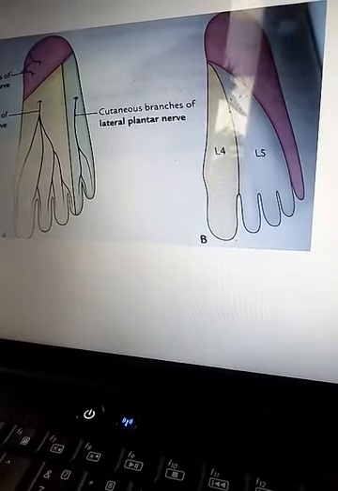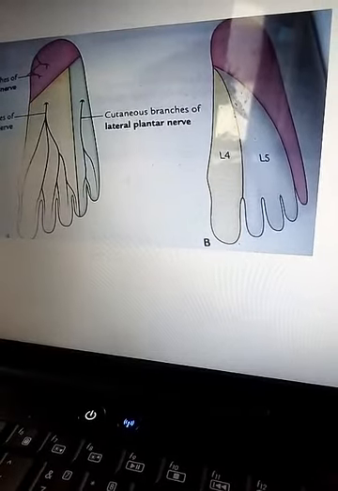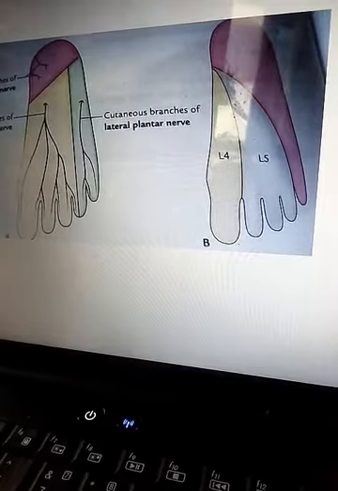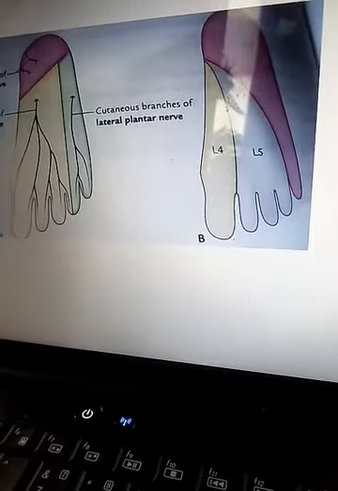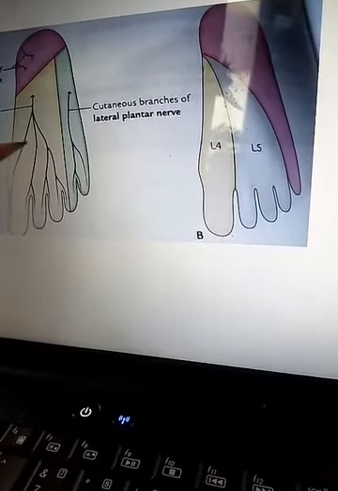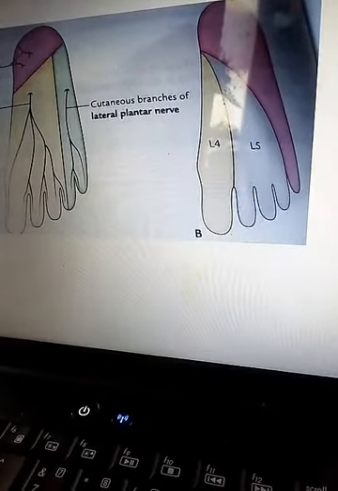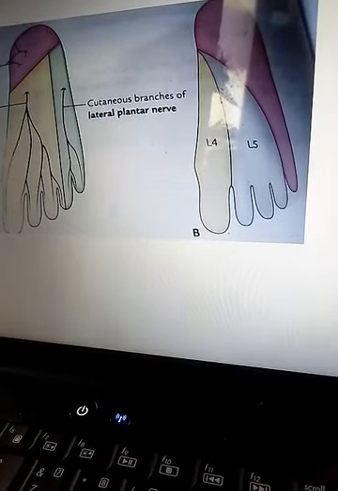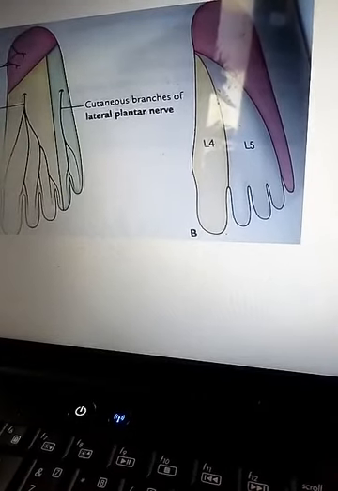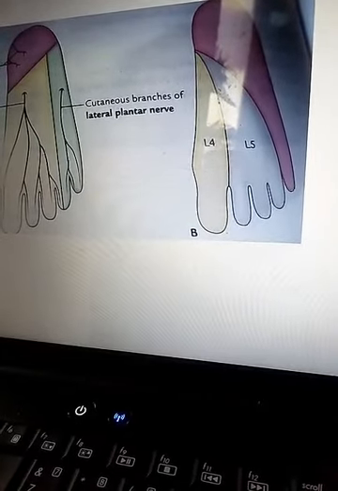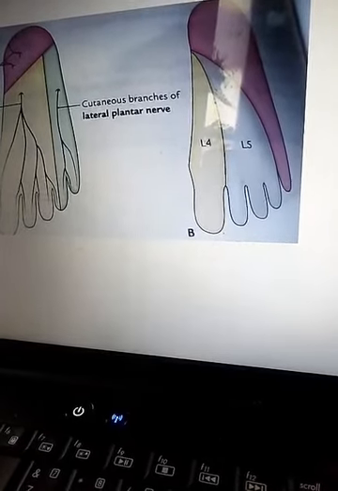Now the skin of the sole presents some features. It is thick and hairless. It is firmly bound to the underlying deep fascia, that is known as plantar aponeurosis, by numerous fibrous bands. It is creased and it contains a large number of sweat glands. The superficial fascia is mostly composed of subcutaneous fat with a meshwork of fibrous septa which anchor the skin with the underlying deep fascia.